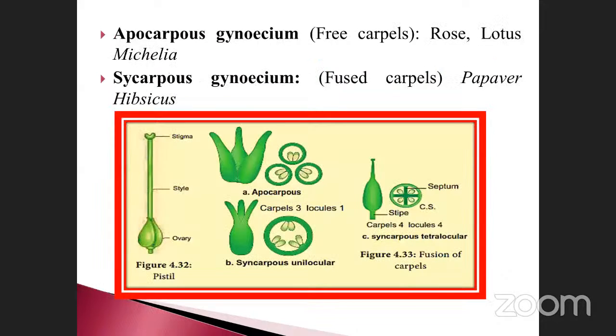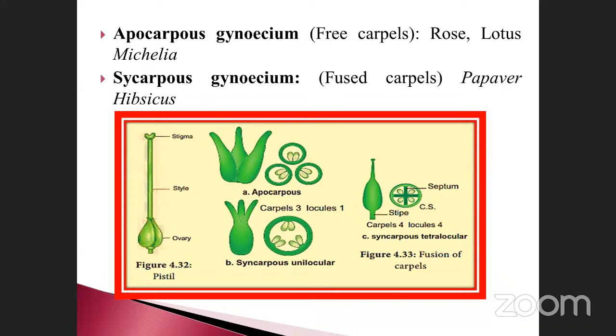According to the nature of the carpels, they may be divided into 2 categories. One is called apocarpous gynoecium, where the carpels are free. See the first diagram. These are the carpels, and they are all free. They are not united with any tissues or together, isn't it? This is called apocarpous. Next one, see here, this is united. Take cucumber as an example. Here, apocarpous gynoecium, free carpels: rose, lotus and michelia are the examples of apocarpous.